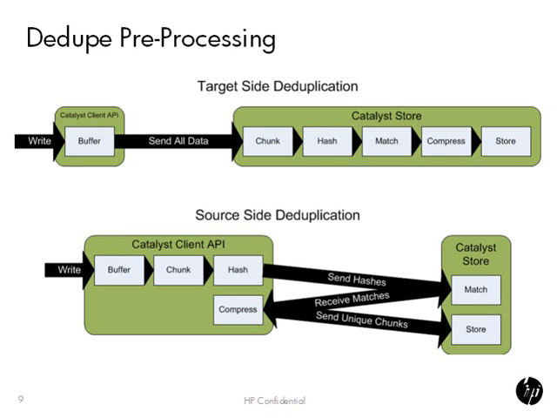So you can see all the steps are exactly the same in both the target side deduplication or the source side deduplication. All we're really doing is moving the location of where that work is actually done.